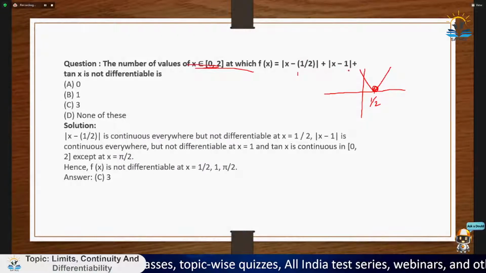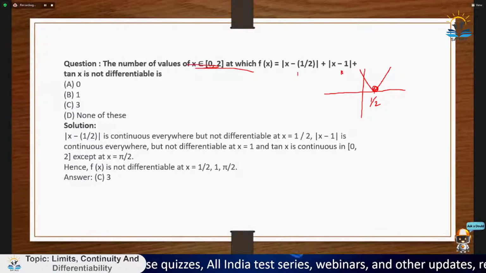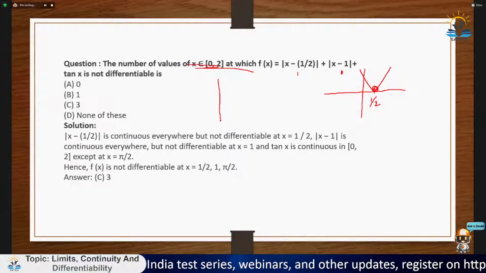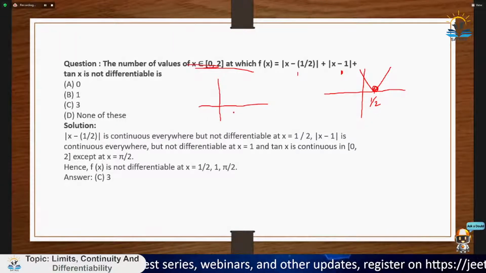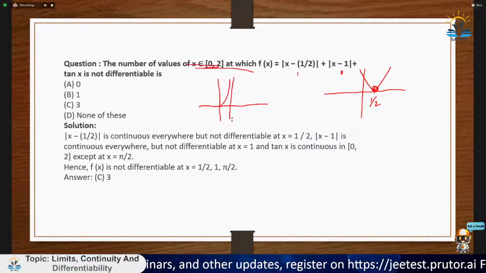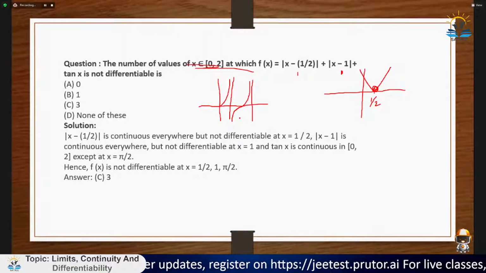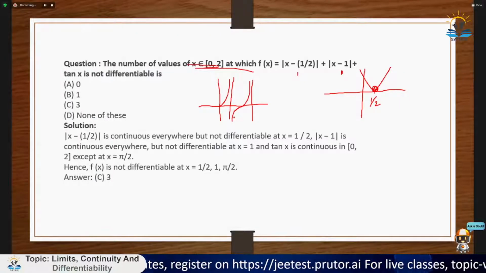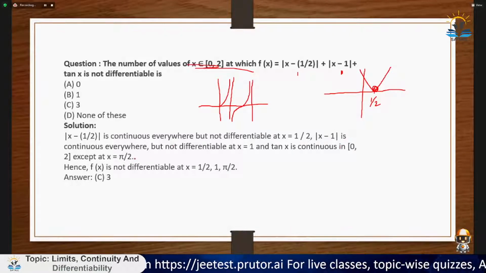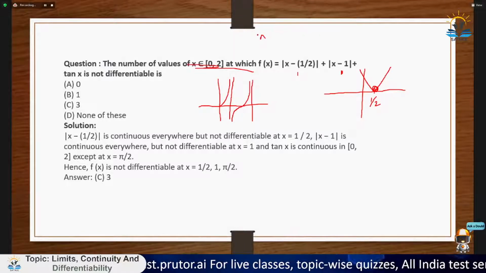Similarly, for mod of x minus 1, I will get a point at x equal to 1 where it is not differentiable. So I will get one point from here. And tan x is not differentiable at what points? The graph of tan x is something like this. So my tan x is differentiable at each and every point, leaving pi by 2. So my tan x is continuous in 0 to 2. Okay, I want to check in 0 to 2 only. So my pi by 2 is what?